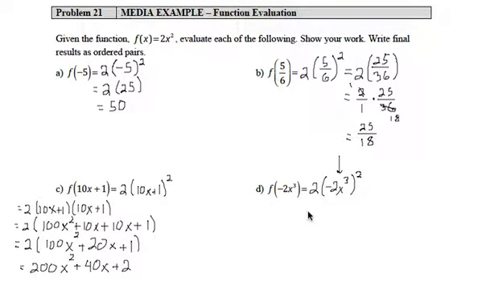Now let's use the rules of exponents to work with this. This is a product raised to a power. So I'm going to raise negative 2 to the second power and x cubed to the second power. That gives me 2 times negative 2 squared, which is negative 2 times negative 2, which is a positive 4. X cubed squared, raise a power to a power, we multiply. That's x to the 6th. Final result, 2 times 4, 8, x to the 6th.